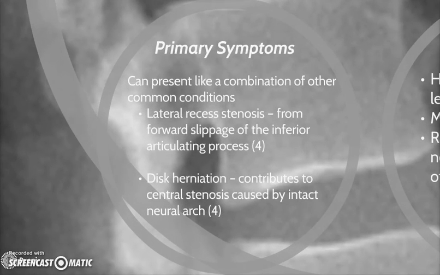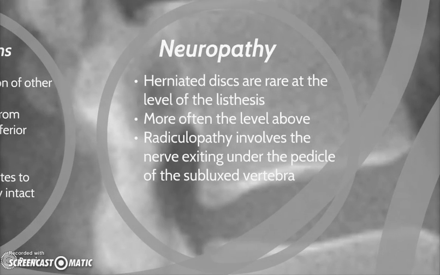A patient with a lumbar spondy can often present with symptoms that mimic a combination of other common lumbar conditions, such as lateral recess stenoses and disc herniations. Differential diagnoses can be made with proper evaluation techniques, such as pain behavior, palpation, and imaging. Herniated discs very rarely occur at the level of the spondylolisthesis. Most commonly, they occur at the level above the spondylolisthesis and can cause radiculopathy involving the nerve exiting under the pedicle of the subluxed vertebrae.